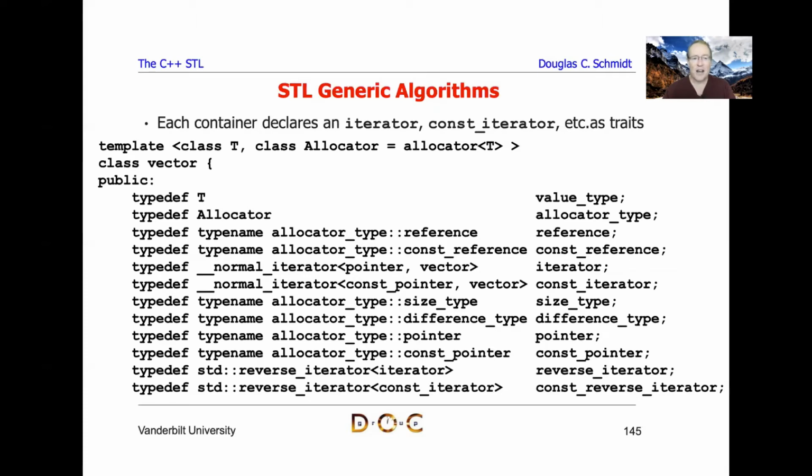And you can see here how we take the types that are passed in to the vector template class, and then we use them to make our traits. So value type is a typedef of the type T that's passed in as a parameter to the template. Allocator type is the allocator that's passed in. And then you can see how we use various traits from the allocator type in order to be able to get other traits that we're going to use for the implementation of vector.